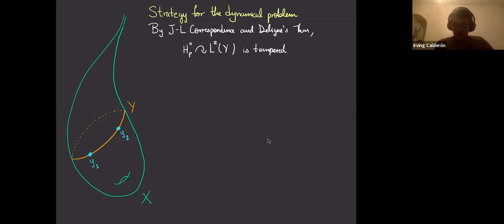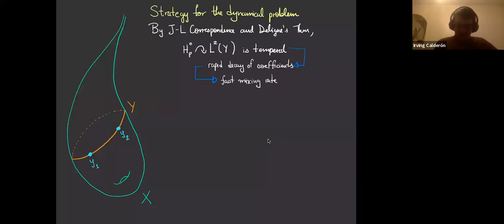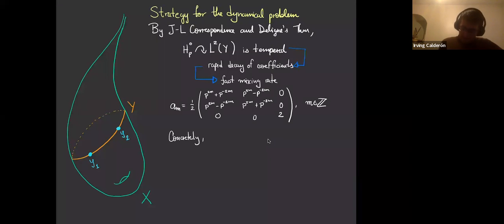So this says that the coefficients of this representation decay very rapidly, or in more dynamical language, we have a really fast mixing rate. To keep things very concrete, let's consider these matrices, a_m for m in C. I wrote here the formula, it's very simple.